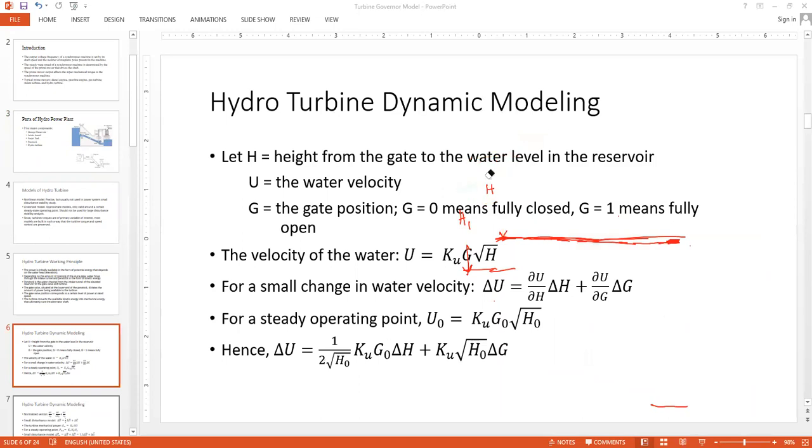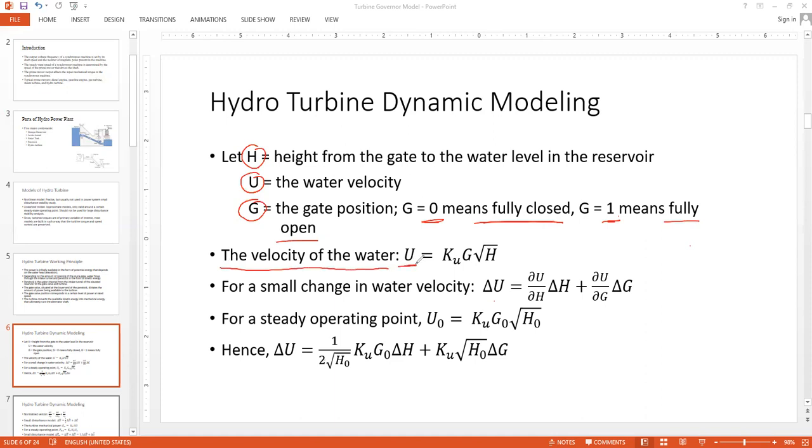So once we define H, U is the water velocity. That means the water speed that is flowing from the reservoir through the inlet tunnel, through the penstock up to the turbine blades. G is the gate position, as I mentioned earlier. So G can have a maximum value of 1, that means fully open, and a minimum value of 0 means the gate is fully closed. So these are the three symbols that we have introduced for the modeling: H, U, and G. Now the velocity of the water, how do you represent it?